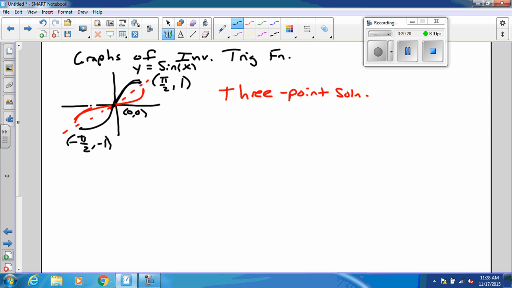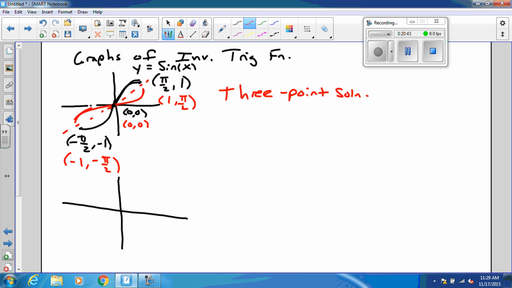Now my inverse is going to have matching points found by swapping x and y. My inverse is going to exist at the point negative 1, negative pi over 2, and at the point 0, comma 0, and at the point 1, comma pi over 2.